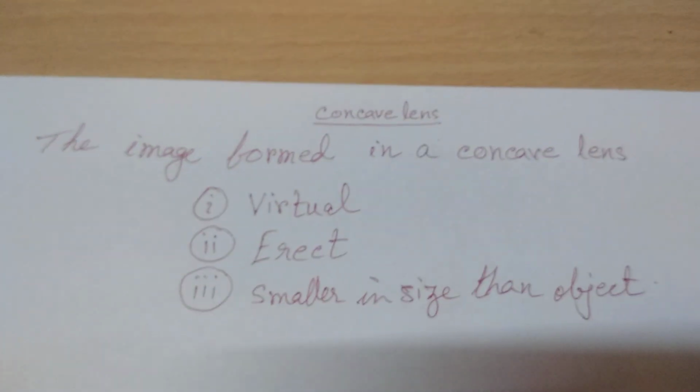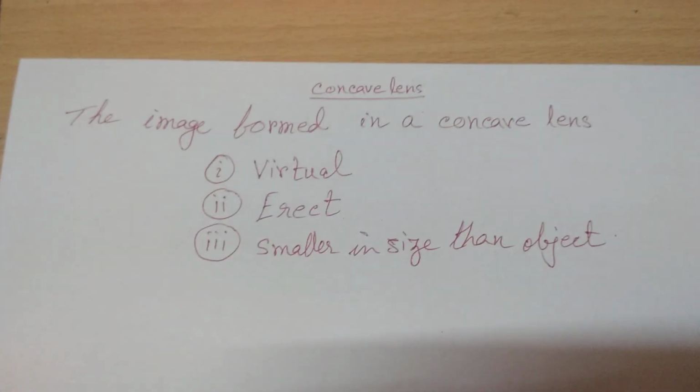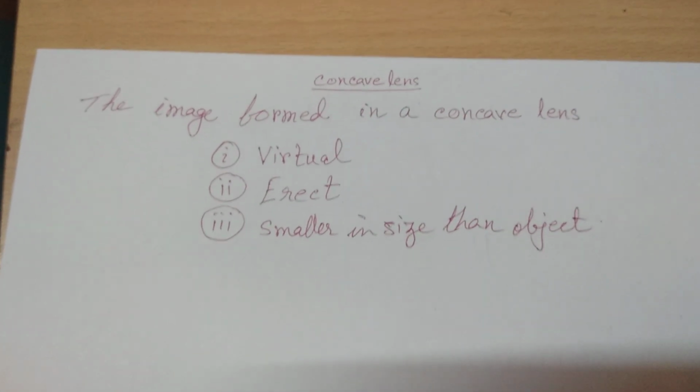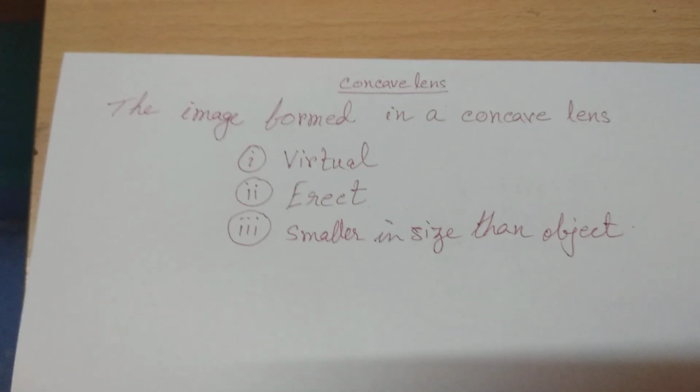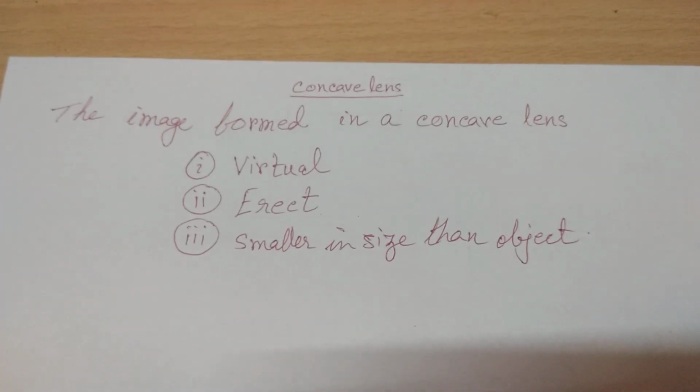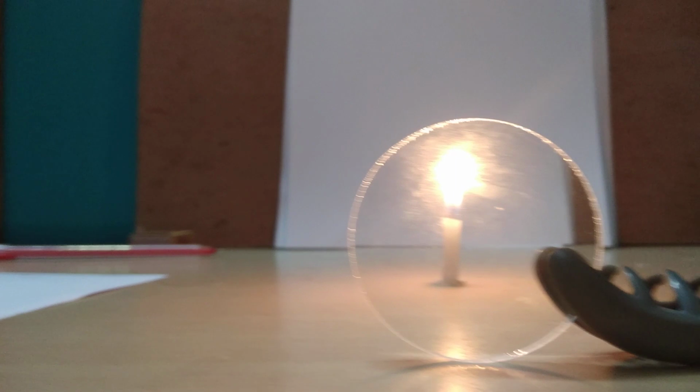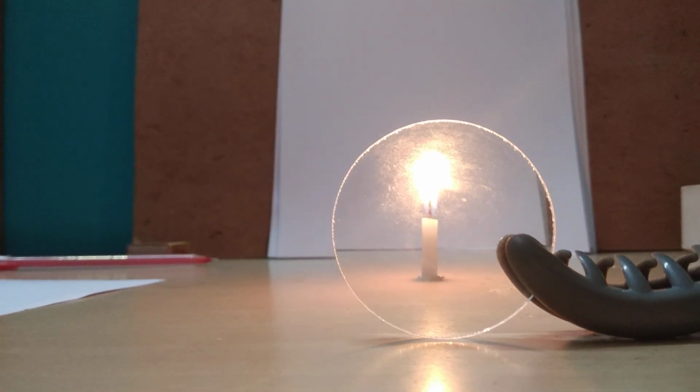Now I show you here also. In case of a concave lens, the image formed is virtual. That is, it cannot be taken on a screen. It is erect. And also it is smaller in size than the object. Right? You see this one? The picture is very clear.